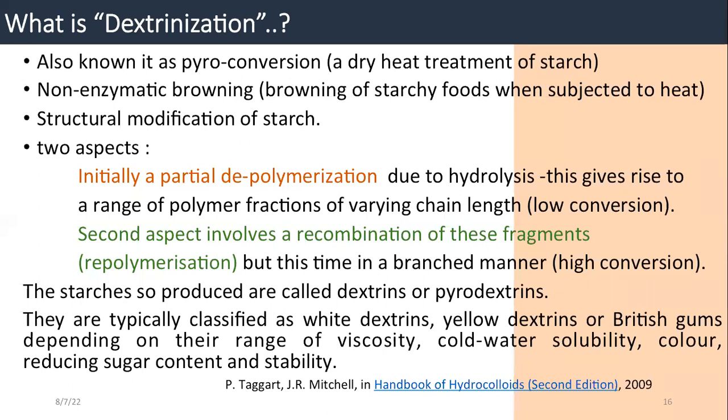Like that. In the dextrinization also, the color changes.